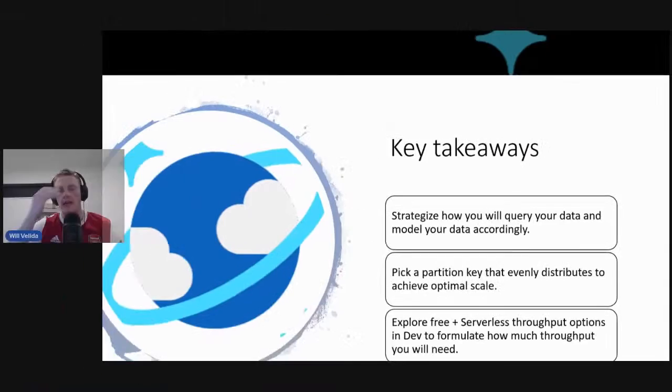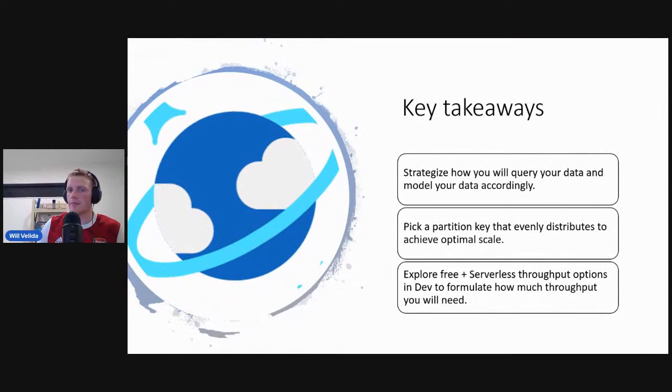So just some key takeaways as we look to wrap up. When you're first starting to develop applications with Cosmos DB, one of the real recommendations that I have is really think about how you're going to be querying your data and model your data accordingly. Make sure it's partitioned right. Make sure that you pick a partition key that evenly distributes to achieve optimal scale.